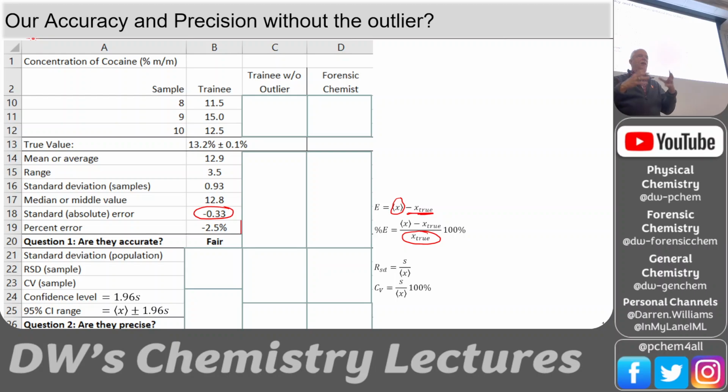That's the thing that we want to know. What percent of the true value are we off? Okay. And so this says we're low by 2.5%. 2.5% low.